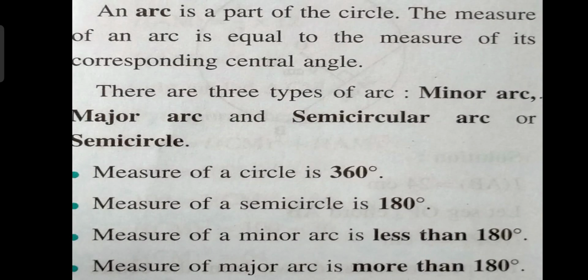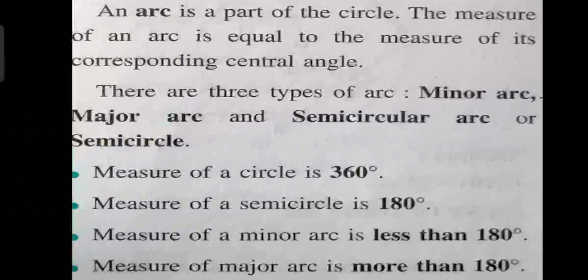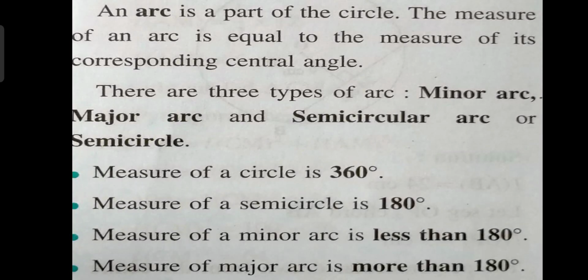So we have seen what is a chord. Now we will see what is an arc. An arc is a part of the circle. The measure of an arc is equivalent to the measure of its corresponding central angle, meaning the angle which is formed through the center. So let's see the three different types of arcs.